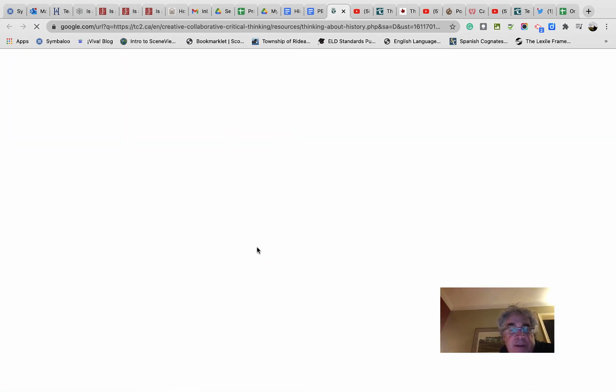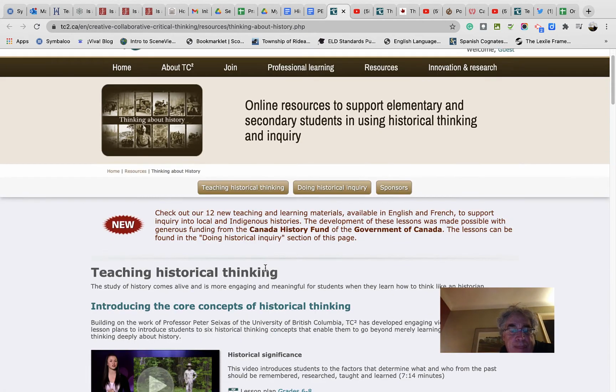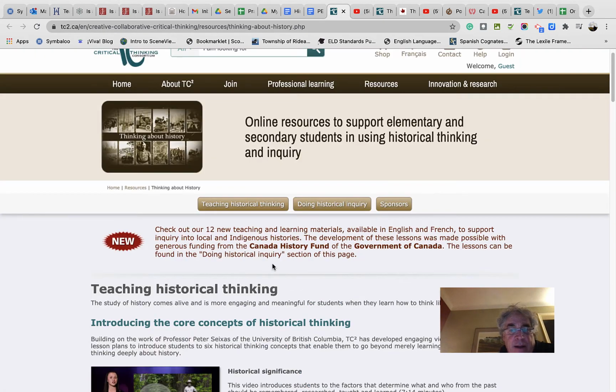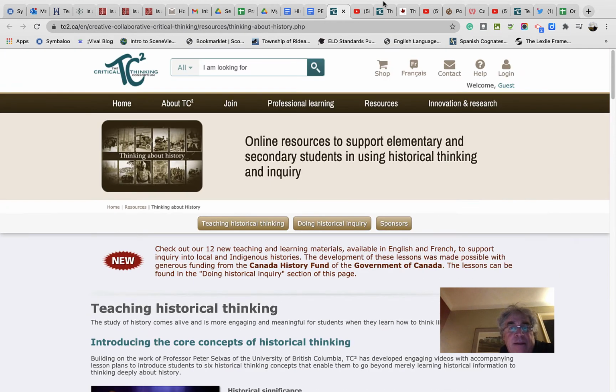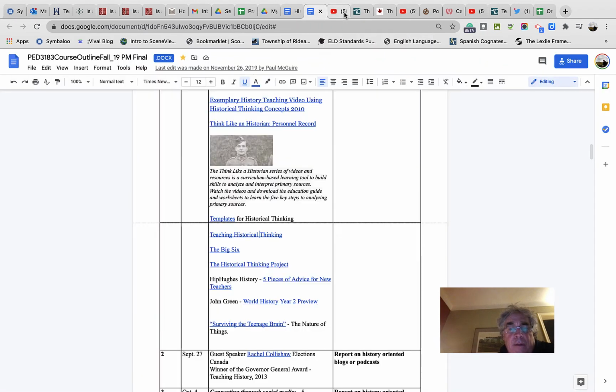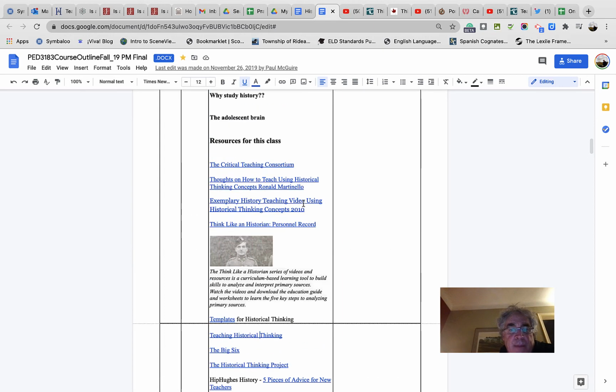Some good resources, books, apart from the big six. Go back to this one here. Let's see if I can find the book. I'll find it somewhere else. There's a great history text that you can use. Let's see.